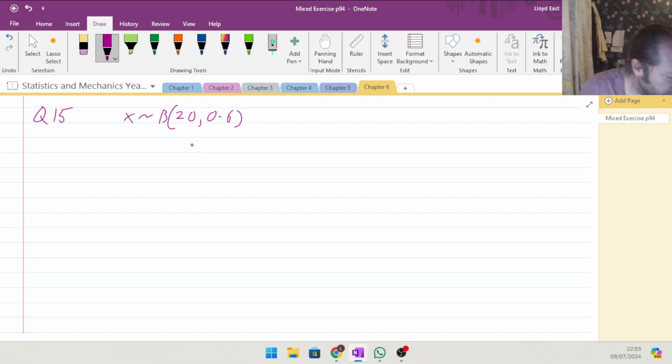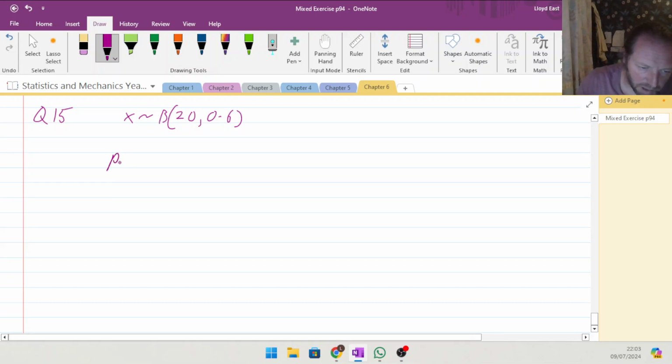Okay, now to find the probability she hits with at least 50% of her arrows. 50% of 20 is 10. So the probability that she has at least, so that is greater than or equal to 10, is equal to 1 minus the probability of x being less than or equal to 9, because we want the 10 included, so we don't include it over here.